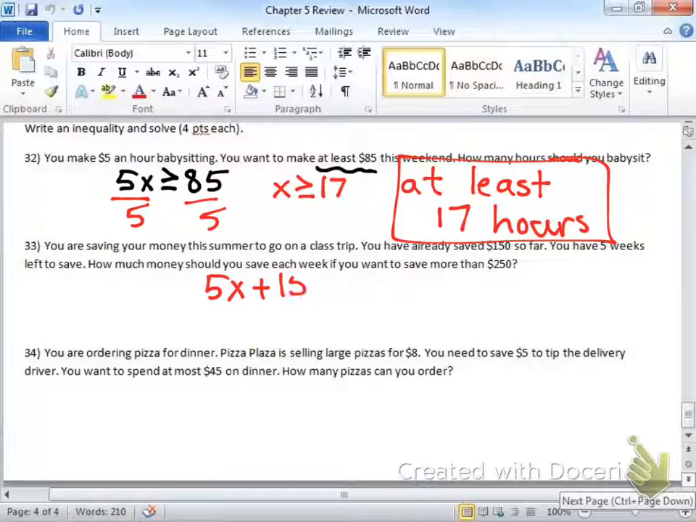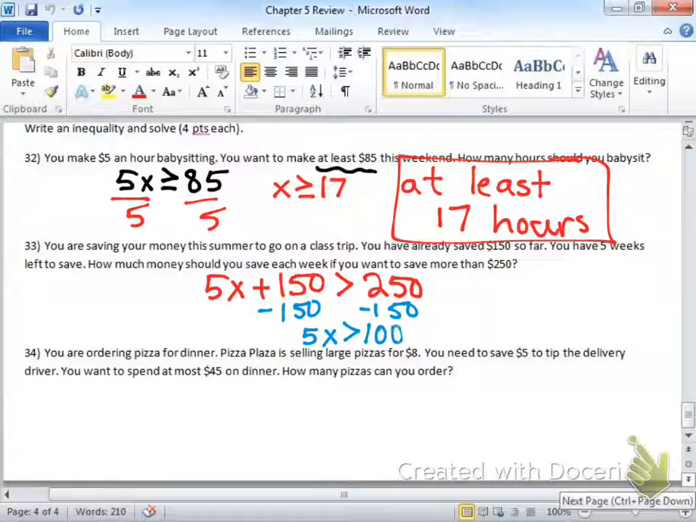Plus 150, that's what you already saved, right? That has to be greater than 250. Very good. Then you solve it just like the previous section where we have to undo the addition and subtraction first. Good, and then when you divide by 5, what do you get? Yeah, so x is greater than 20.